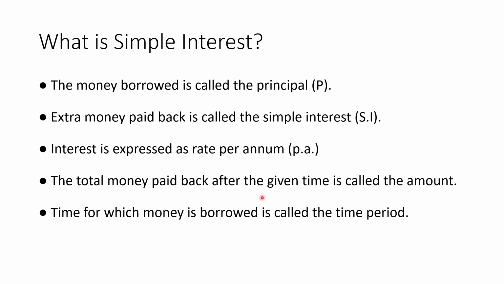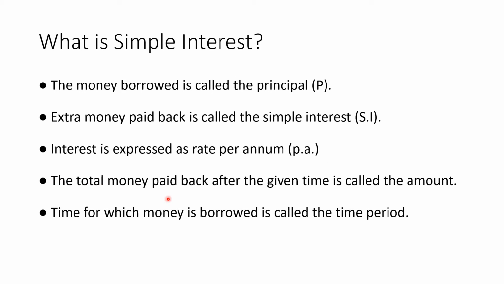So these are the terminologies that are involved with simple interest. The money that we borrow from the lender originally is called the principal. And the extra money that we are going to pay back to the lender for availing this facility is called the simple interest. And the interest is always expressed as rate per annum. That is, always the interest is per year.